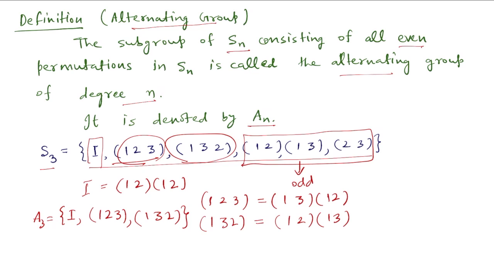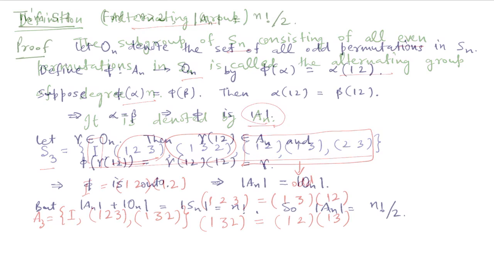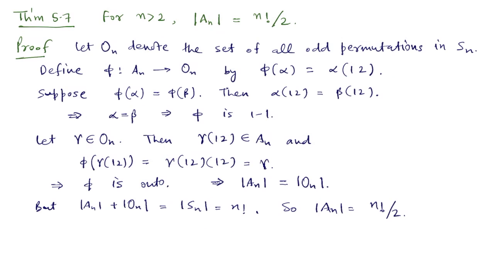Notice that half of the permutations are even. S3 contains 6 permutations. Out of these 6, 3 are odd and 3 are even, and this is in fact true in general. We shall prove that the order of An is half of the order of Sn. Let us now prove this theorem, which says that the order of An is exactly half the order of Sn.